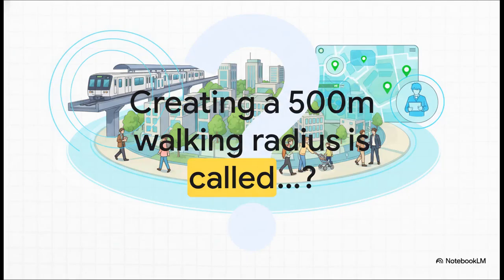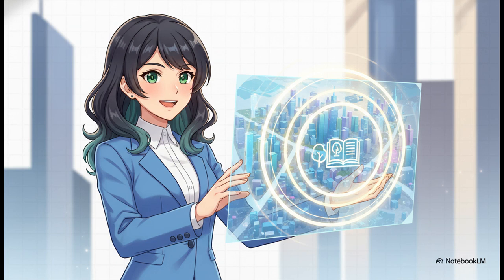Okay, let's try another one. The process of creating that 500-meter walking radius around a new metro station. What's that called? Buffering? Yes, exactly. You're already thinking like a city planner.